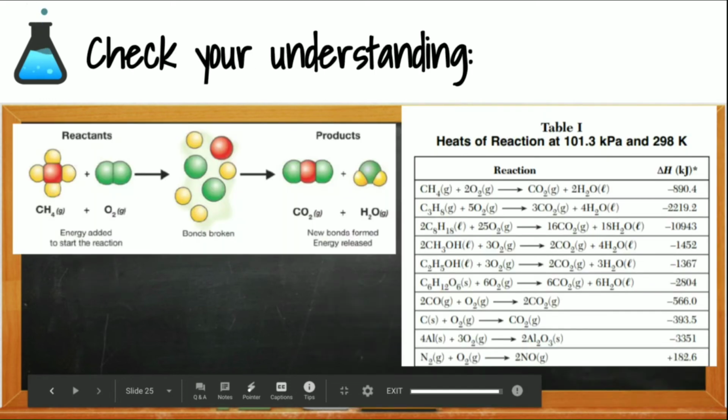So when we look at this image here of the chemical reaction for the combustion of methane, you can see that we have to break the bonds in the reactants before we can form new bonds as products. Now, table I shows us that this reaction, the very first reaction on table I, has a delta H of negative 890.4. So overall, this chemical reaction is exothermic. Heat would be written on the product side of this reaction.